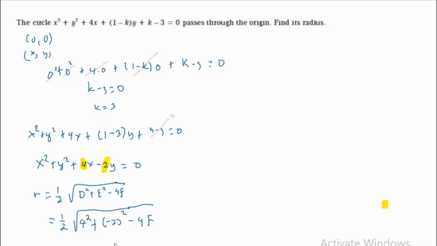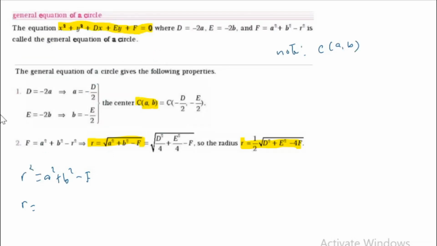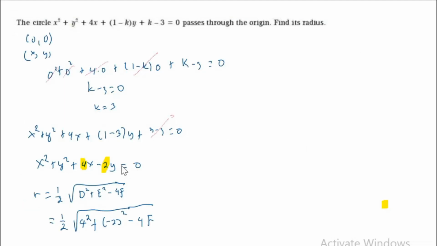But what is the value of f? According to our formula, this is the constant. But what is the constant in the given? There is no constant on the left-hand side, therefore it becomes 0. So the continuation will be here.